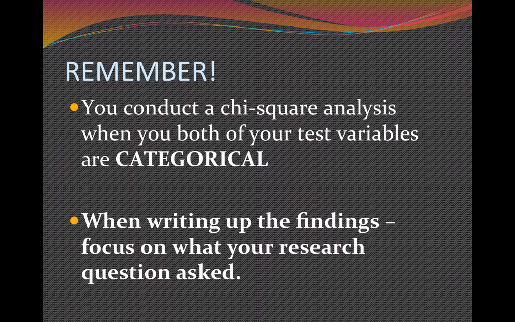So remember, you can only conduct the chi-square analysis when both of your variables are categorical. It will not work with continuous variables. And when you focus on writing up the findings, you could get caught up in all four of those squares and talk about each of the squares and how there were differences. Let me just show you what I mean.